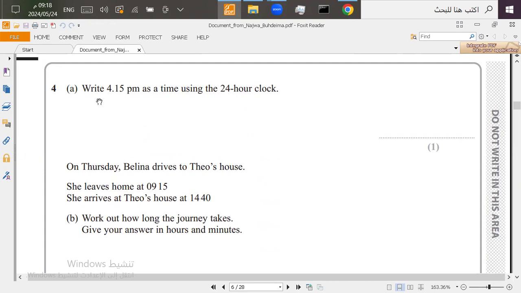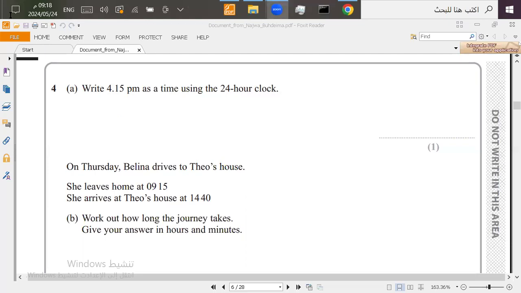Basically, this one is a 12-hour clock. So when you turn it into a 24-hour clock, you just add 12 to the hours. So you're going to add 12 to the 4, and the answer will be 16. So the answer is 16:15, like this. This is the 24-hour system. You just add 12 to the hours, okay? Now let's take a look at the question here.